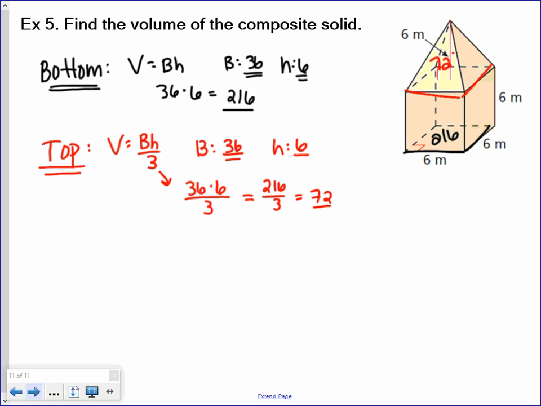So the volume of the cube is 216. The volume of the pyramid is 72. So then the total volume would be the two volumes added together. 216 plus 72. Which is what? 288 meters cubed.